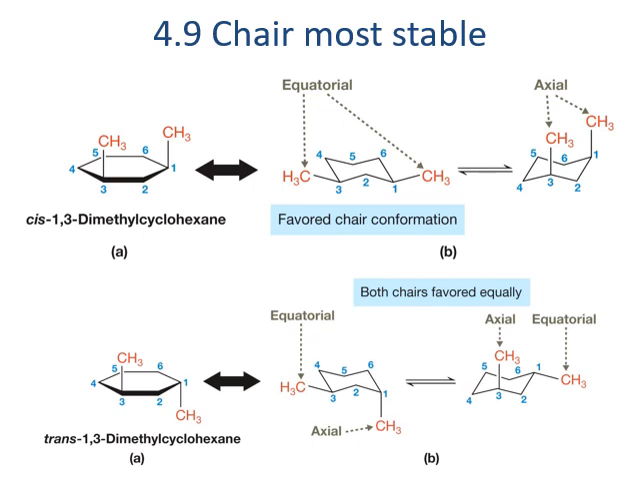With this in mind, try to identify which is the more stable isomer of 1,4-dimethylcyclohexane, the cis or the trans. Bring this answer to class.